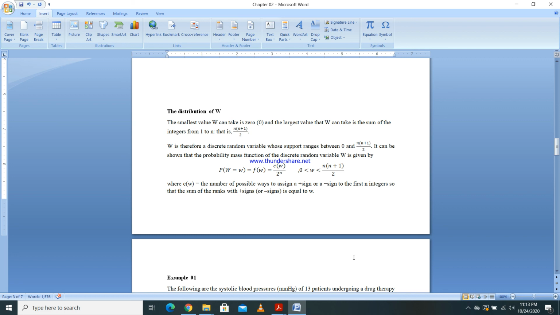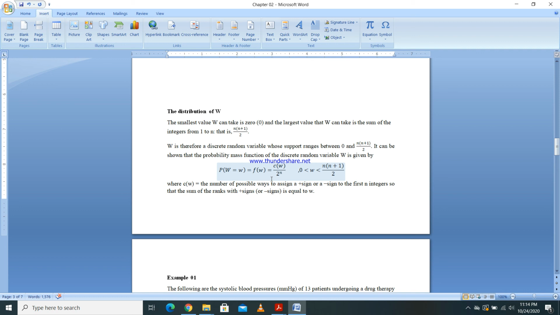Because of that, you can see this W is always in between 0 and n into n plus 1 over 2. This is the summation of the ranks. So W is always in between these two. And then we can show the probability mass function of this W. W is a discrete random variable where you get a particular value for W.